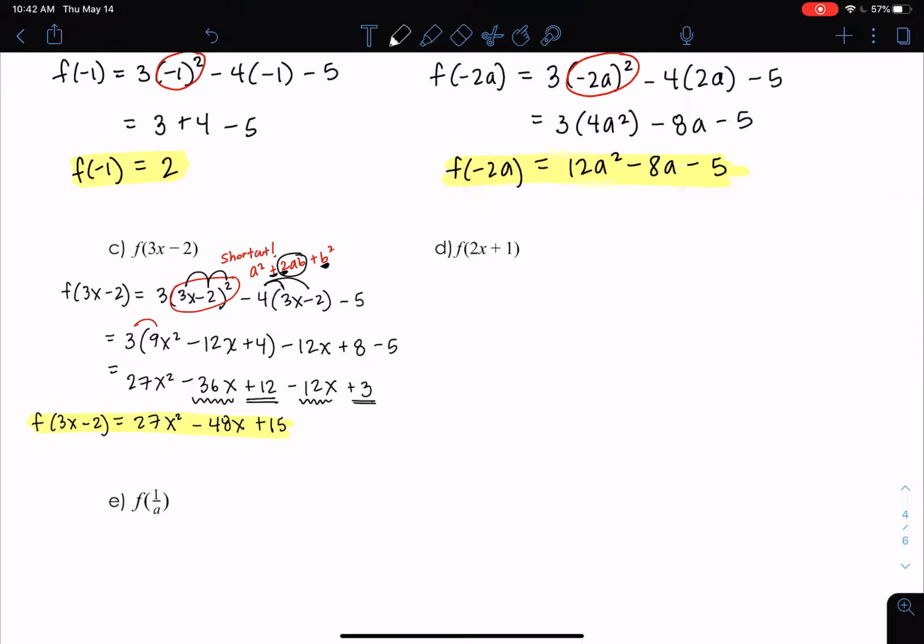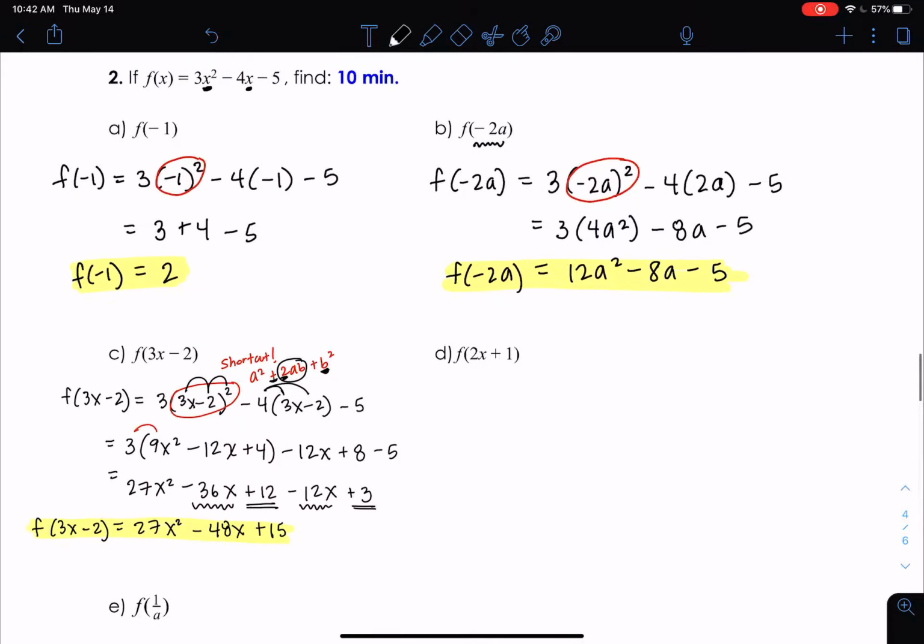All right, so pause the video here and try letter D yourself. Again, we're plugging in a binomial, so be careful when you're squaring it to use the shortcut carefully. Okay, so hopefully you had a chance to pause and try the problem. If not, this is your chance right now. Stop the video.